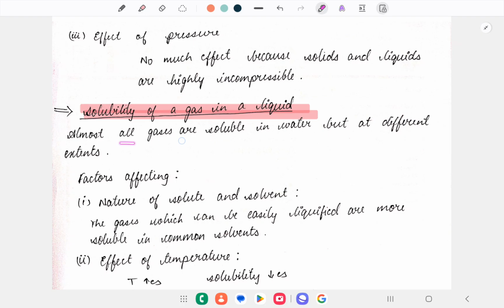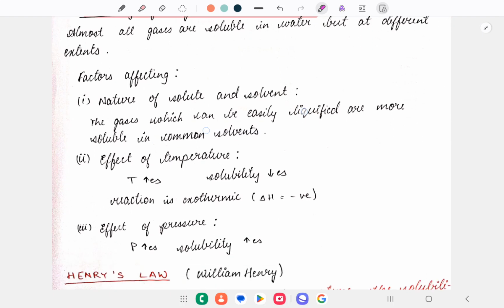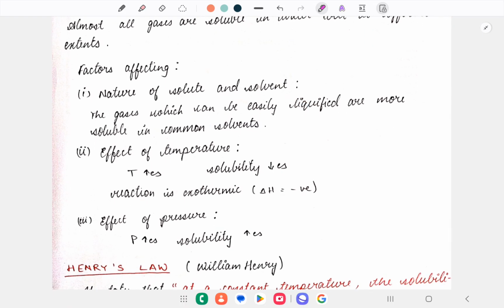Almost all gases are soluble in water, but at different rates, that is, with the same pressure and amount of heat provided. Now, the factors affecting the solubility of a gas in a liquid. The first factor is the nature of the solute and the solvent particles. So the solubility of different gases in the same solvent will vary.